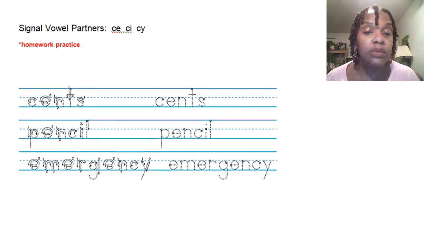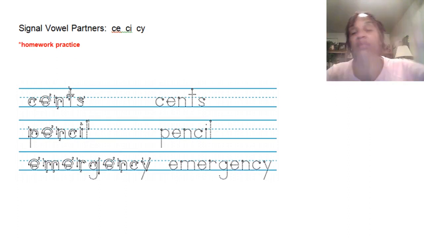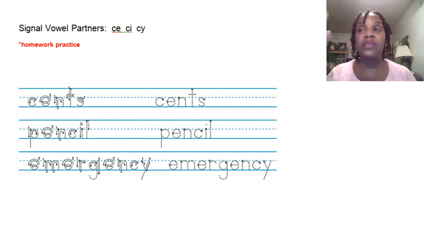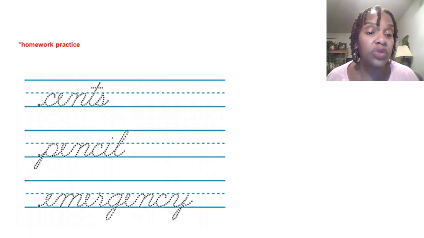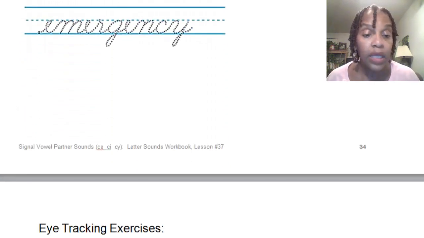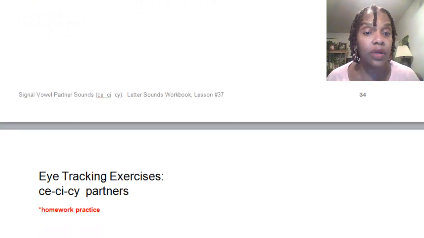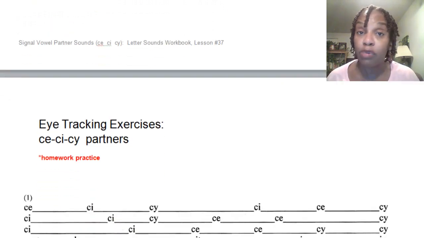All right. So just more homework practice where you're going to do some more writing. And I've mixed all 3 of the signal vowel partners together, CE, CI, and CY. So you just do some printing. And then for my levels 2 and 3, same thing again, but you're going to do it in cursive. So it's a lot of homework, there's a lot of stuff to learn, but you got to practice, practice, practice.